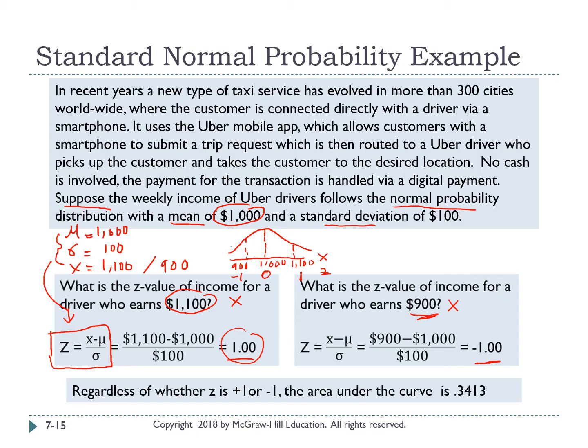So basically, if you refer to the table, you will get the value 0.3413. So this area will give you 0.3413, and this area will also give you 0.3413. Basically, you can just refer to your table.